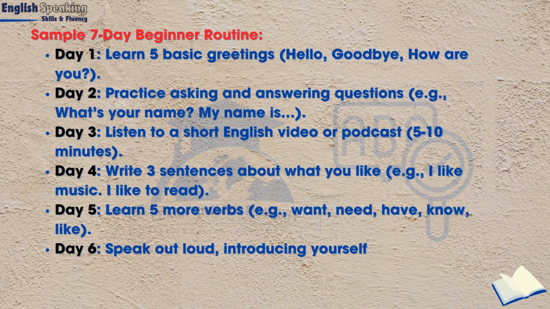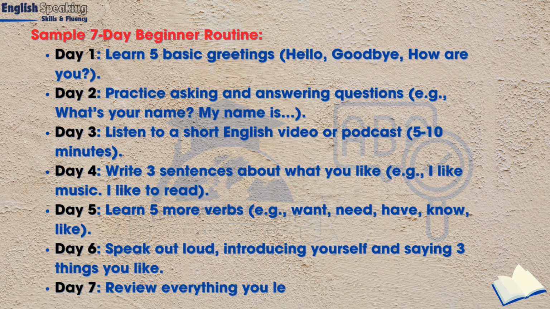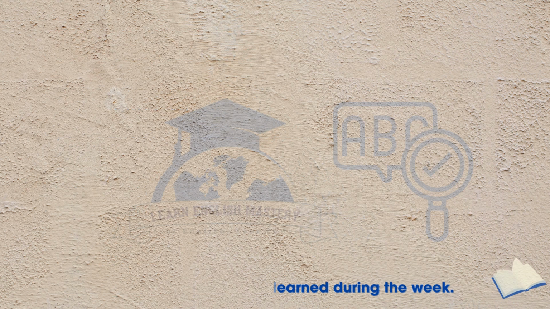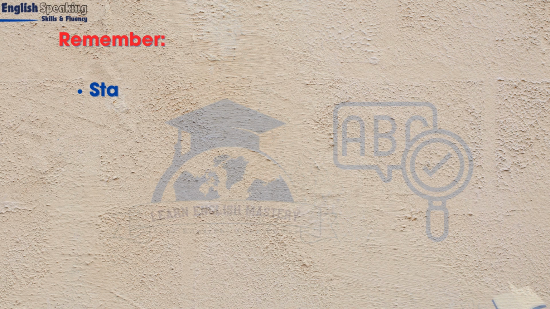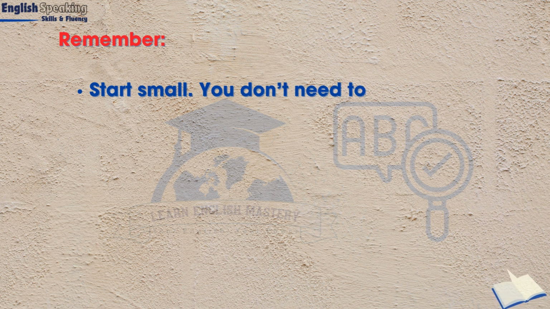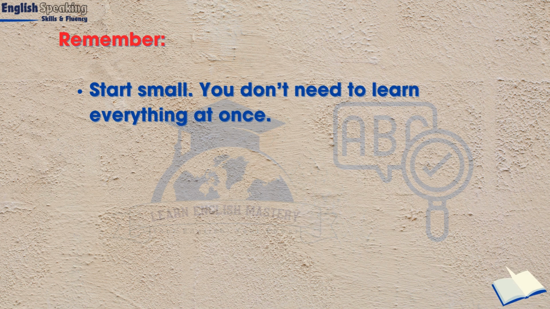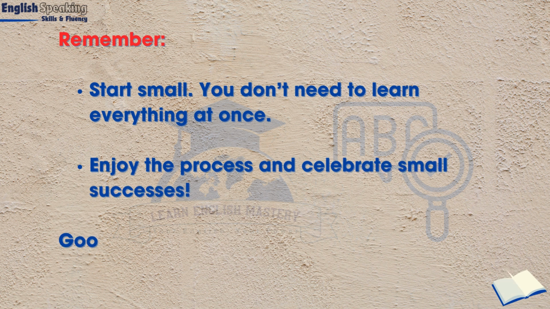Day 6. Speak out loud, introducing yourself and saying 3 things you like. Day 7. Review everything you learned during the week. Remember, start small. You don't need to learn everything at once. Enjoy the process and celebrate small successes. Good luck.